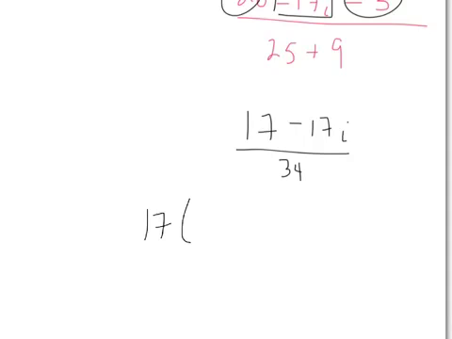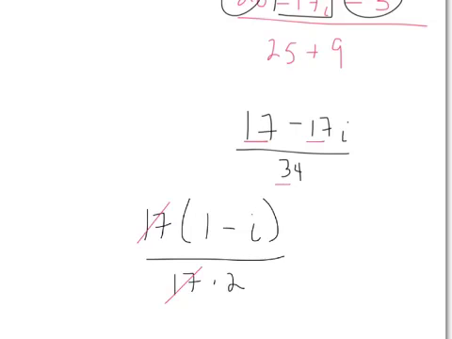Remember, what you're really doing is this. You're factoring out a 17. So a 1 remains in both of these spots. This is 1 minus 1i, or just 1 minus i. And 34 is really 17 times 2. So that's why these GCFs, remember, can cancel, because it's in all of the terms that can be taken out. So your final result ends up being 1 minus i over 2.